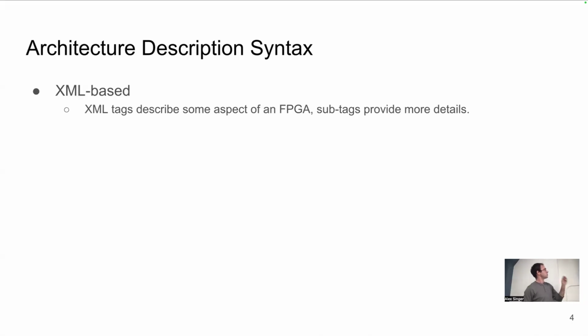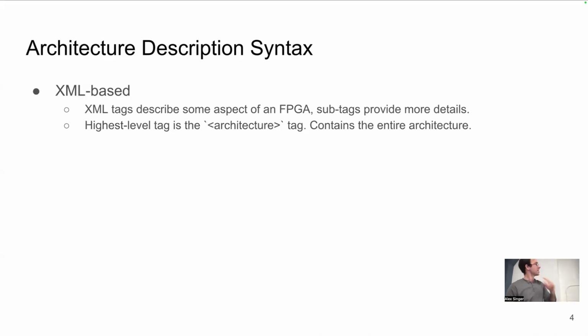The XML tags describe some aspect of the FPGA, and the subtags provide more details. So for example, we have a tag called tile, and inside that tag, you'll have another tag that tells me what is inside that tile, and so on and so forth. So this just provides more and more details. The highest level tag in the architecture file, and this is what tells VTR this is a valid architecture file, is a top level tag called architecture. This is just our way of checking to make sure this is an actual XML file for us, and someone isn't just passing in some random XML file. And this contains the entire architecture.